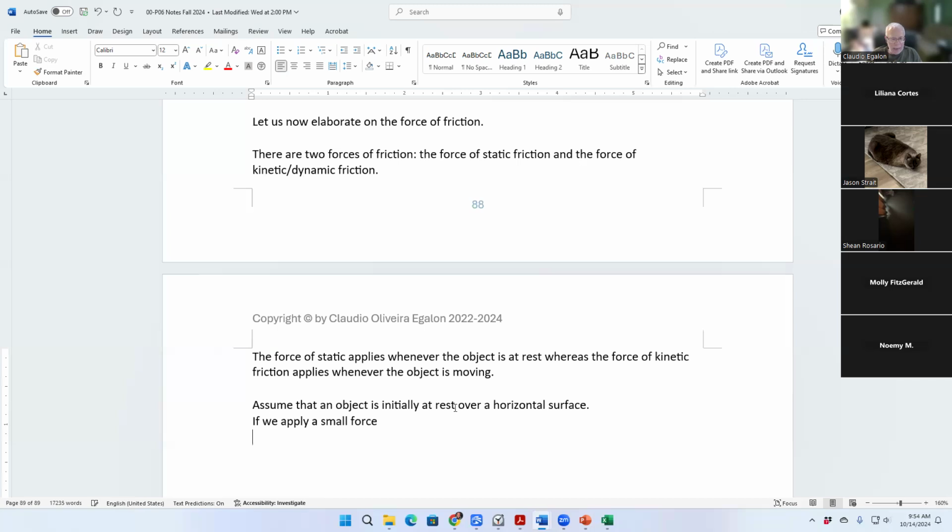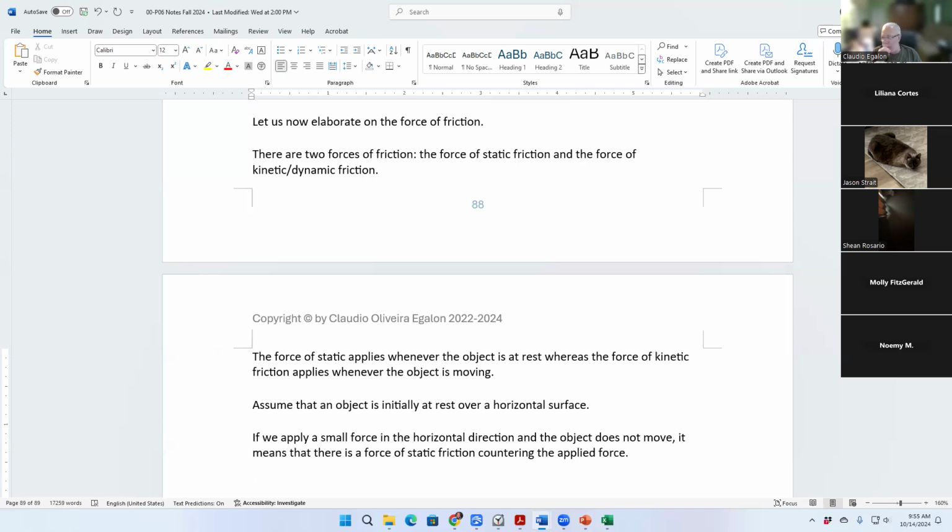If we apply a small force in the horizontal direction and the object does not move, it means that there is a force of static friction countering the applied force. Okay? I'm just repeating what I mentioned before, right?